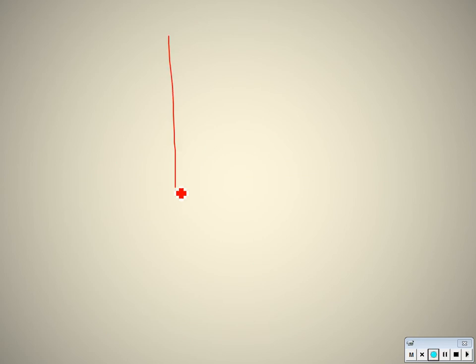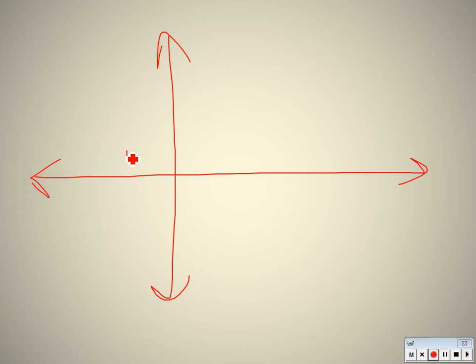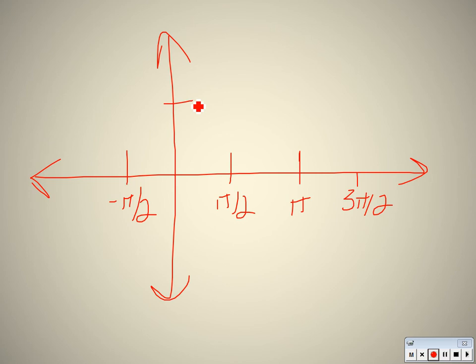So I'm going to leave myself a little bit of space on this negative side here, because my first x value is negative pi over 2. Then I have 0 here in the middle. And then I got pi over 2, pi, and finally 3 pi over 2. And then here's my y-axis. So my first point is negative pi over 2, 0. That's here. And then I have 0, 1. And then pi over 2, 0. Pi, negative 1. And then finally 3 pi over 2, 0.